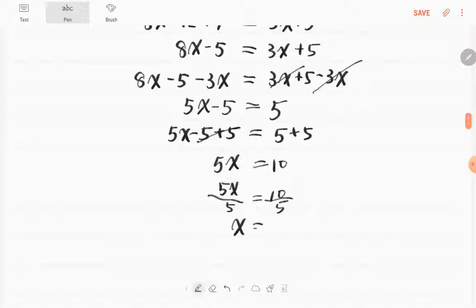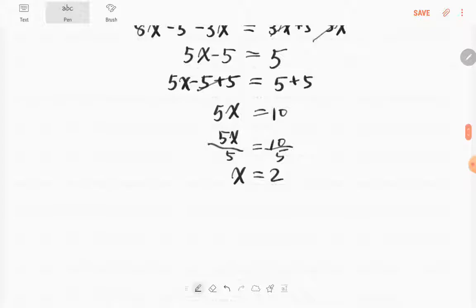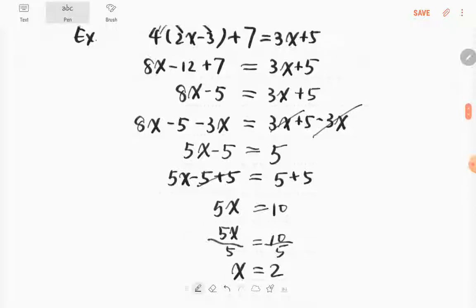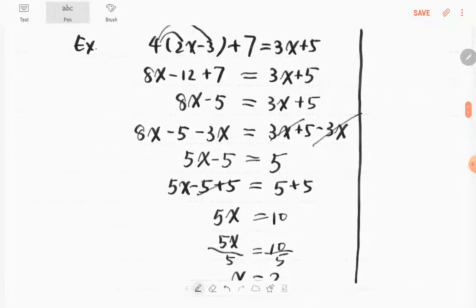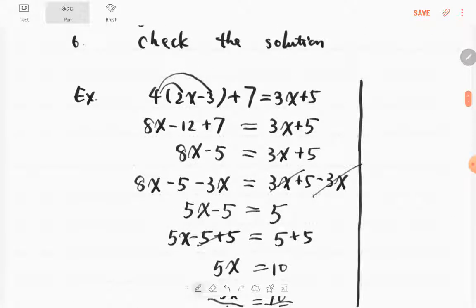So the last step. Not the last step. The next step, we will get the solution. The last step, we need to check the answer, right? For example, we can check it here. So I will use x equals 2. So 2 replaces x. 2 times 2 minus 3 plus 7 equals 3 times 2 plus 5.